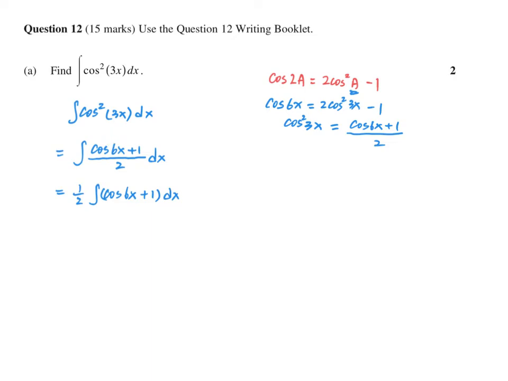Now this 1 over 2 is just a coefficient, and therefore we can multiply by 1 over 2 after the integration. This integration is not difficult. Integrating cosine 6x becomes 1 over 6 sine 6x. Integration of 1 dx becomes x, multiplied by 1 over 2, plus c, and the answer is this one.